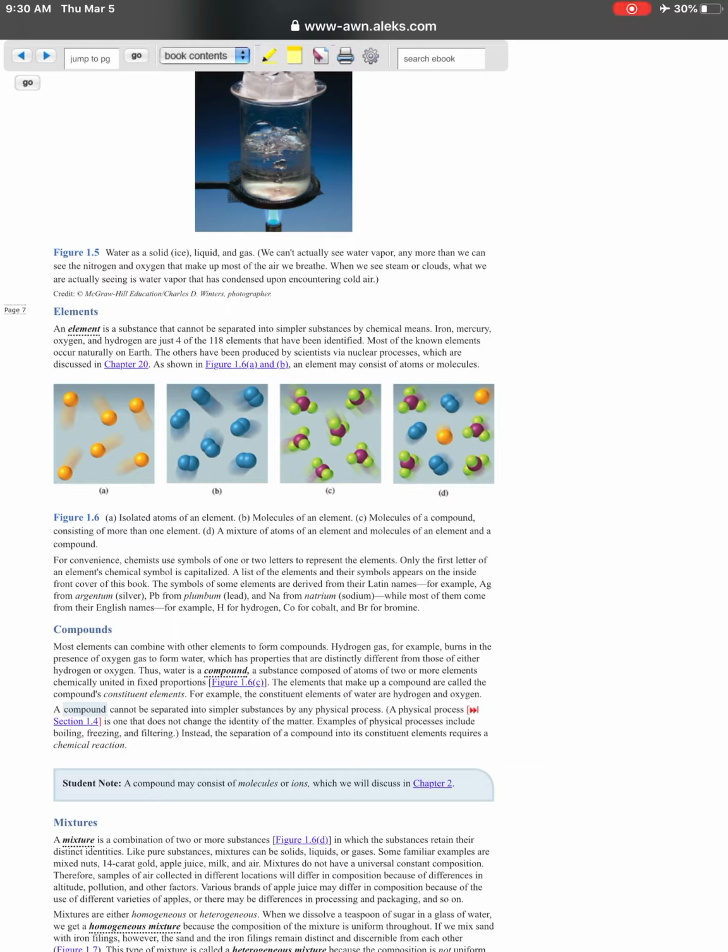So let's talk a little bit more about elements and compounds. Figure 1.6 shows you in the first picture, the first diagram on the left, isolated atoms of an element. So notice all the little particles are orangish. They're all the same color. That's an element. So all the atoms are identical. So those could be helium atoms, or they could be neon atoms, or they could be sodium atoms. It looks like they're moving very rapidly, so they're probably gases.